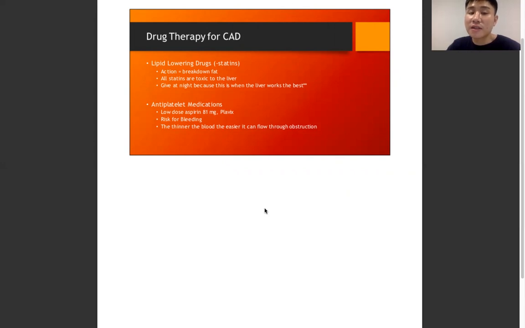Antiplatelet medication. This is low dose aspirin, 81 milligram, or Plavix. This is because we want the blood to thin a little bit. And when the blood is thinner, it can flow through this narrower passage easier. It reduces the blood pressure when the blood is thinner as well. So that's why we give them a low dose aspirin of 81 milligram. They usually call it baby aspirin.